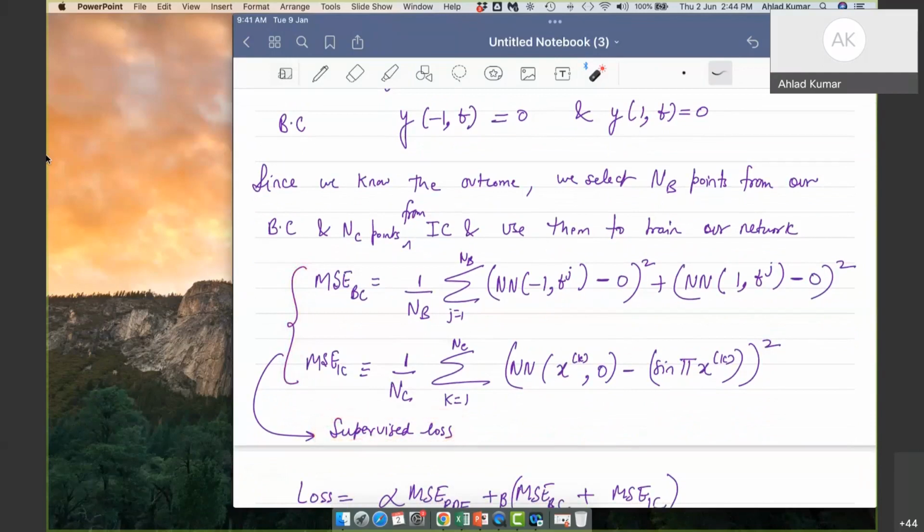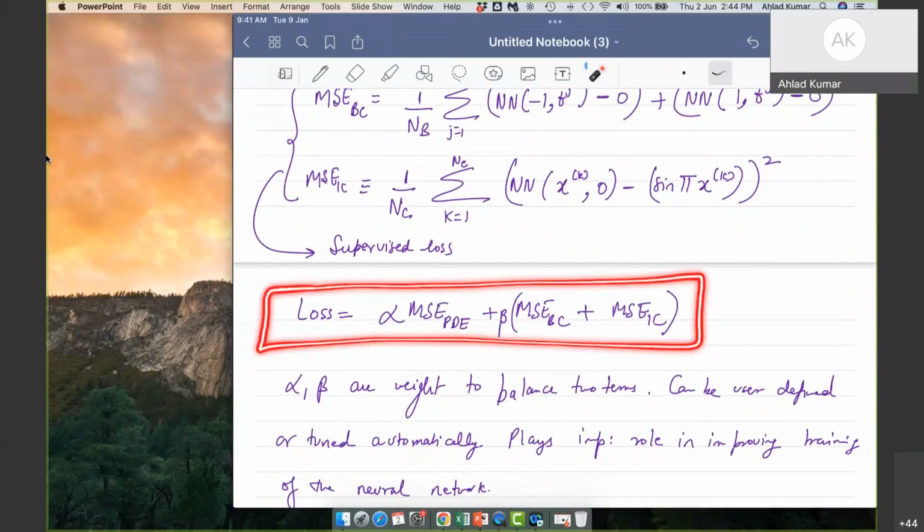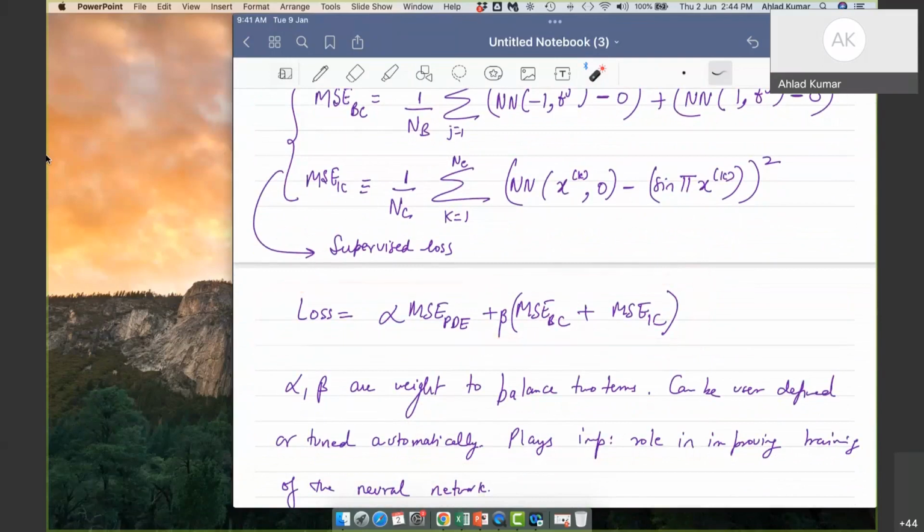So basically what we have to do now, in order to train the partial differential equation, is combine all these three losses together, so that we can train the weights and biases of the neural network. And then once the training is done, your neural network will start mimicking the behavior which the partial differential equation will do.